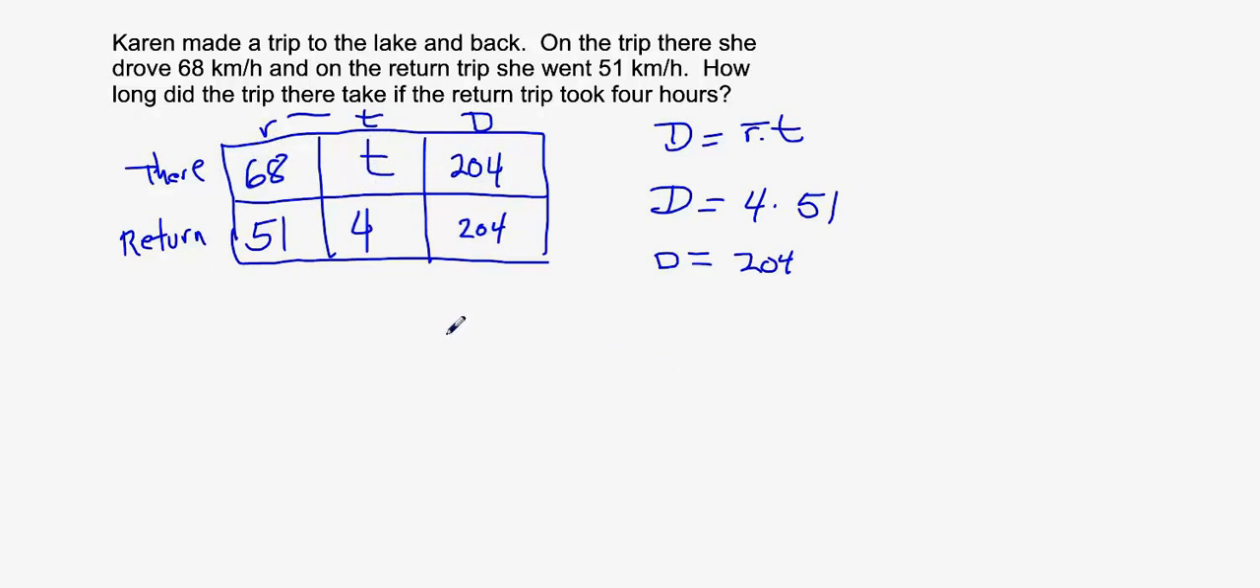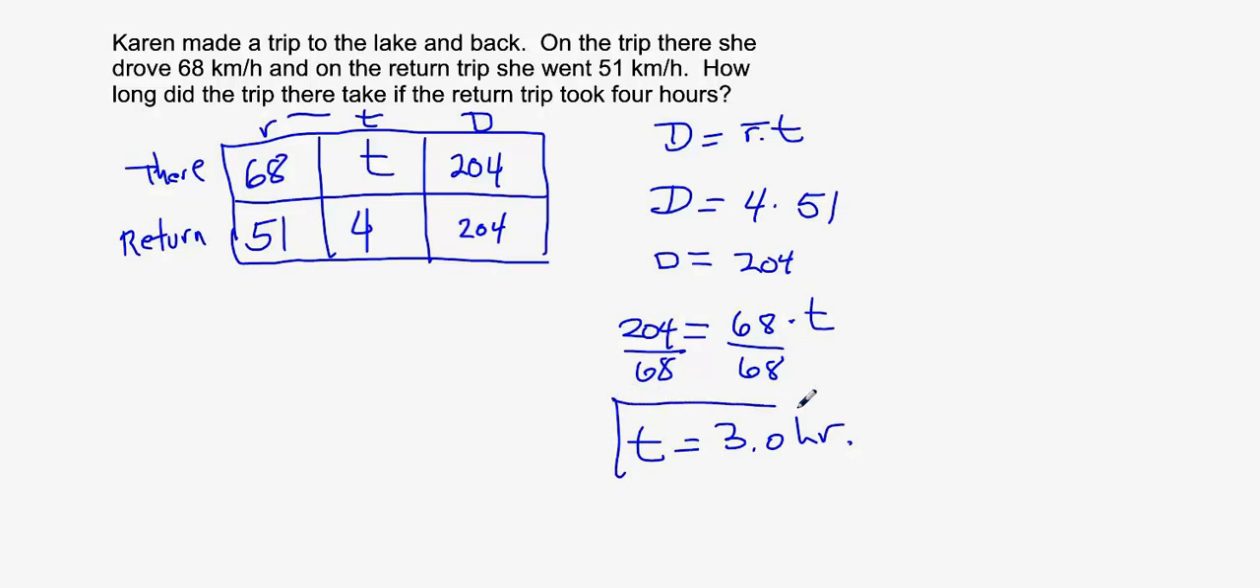So we could set up an equation. We can say that 204 is exactly equal to 68 multiplied by some unknown time. And if we divide both sides by 68, then T will be equal to exactly 3 hours, 3.0 hours. Okay, so that's not too bad. Of course, it can always get more difficult as we move along. So let's try the next problem ahead.